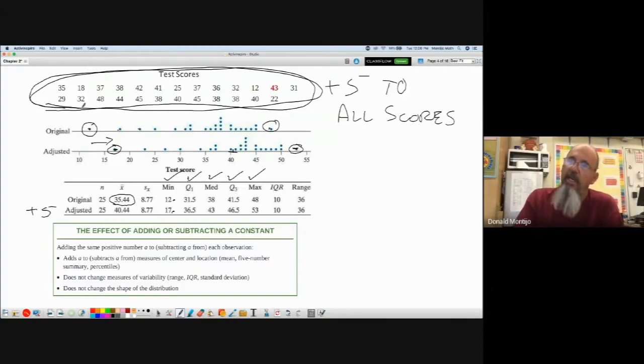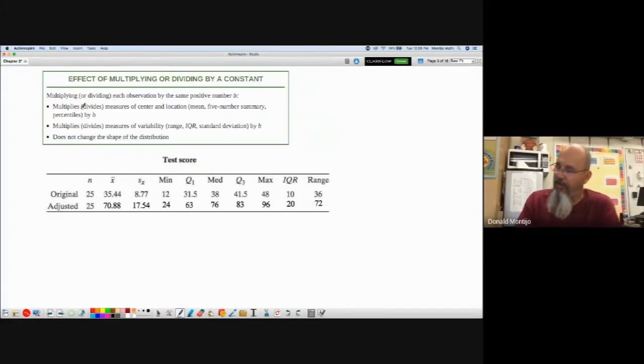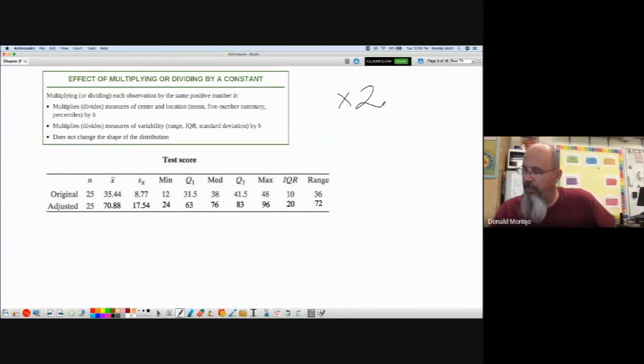What happens if the teacher gave this quiz out of 50 points, but decides, you know what, in my grade book, I need to make it out of 100 points? So what happens if we double everybody's score, or we multiply everybody's score times 2? If we multiply times 2 everybody's score on this test, what's that going to do to our measures of center and our measures of spread?